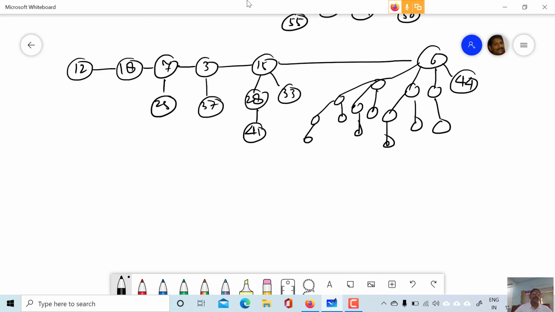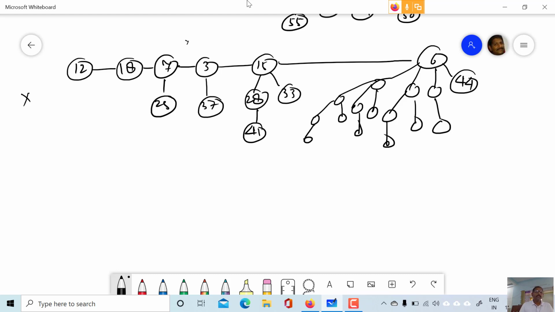This is not a binomial heap because there is more than one root node having the same degree. Just like here, 12 and 18 have the same degree, which is not possible. 7 and 3 have the same degree, which is also not possible. So we will apply some cases; there are 4 cases to rectify this problem.